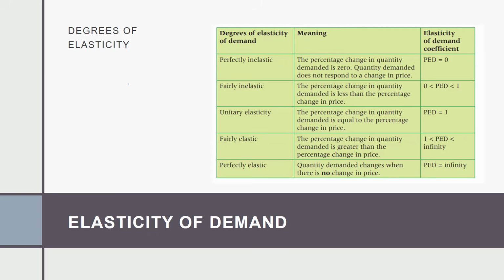You all need to know this as well. 0, perfectly inelastic. Greater than 0, less than 1, fairly inelastic. 1, unitary elastic. Greater than 1, less than infinity, fairly elastic. And infinity, perfectly elastic. You all need to know those 5 degrees.